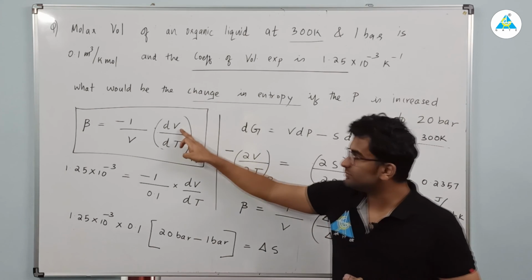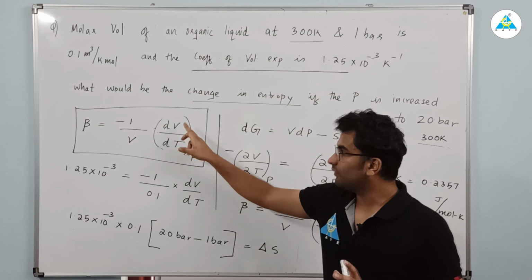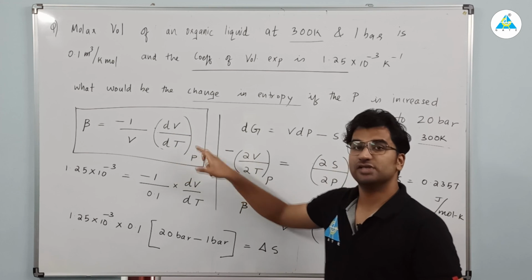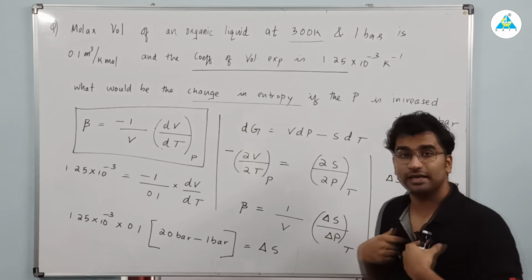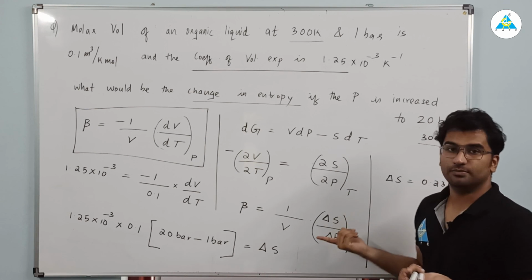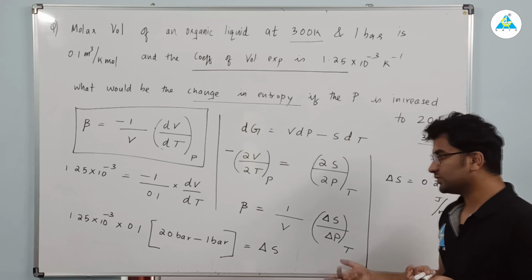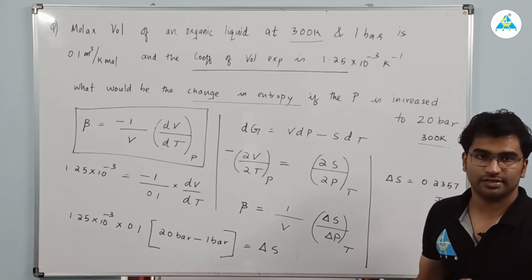We don't know the volume change with respect to temperature at constant pressure. हमें नहीं पता है, right? How volume is changing with respect to temperature at constant pressure, we don't know. लेकिन हमें क्या पता है? We know the entropy change with respect to pressure at constant temperature. तो हमने replace कर दिया, ठीक है? तो बीटा का वैल्यू है, तो उससे हमारा डेल्टा एस आ गया, ठीक है?